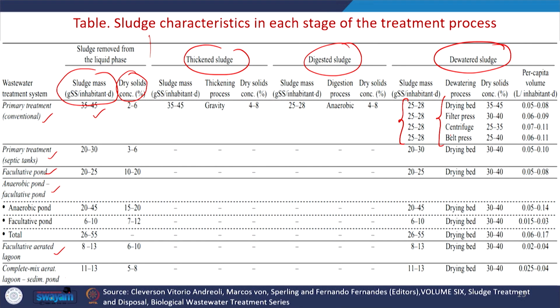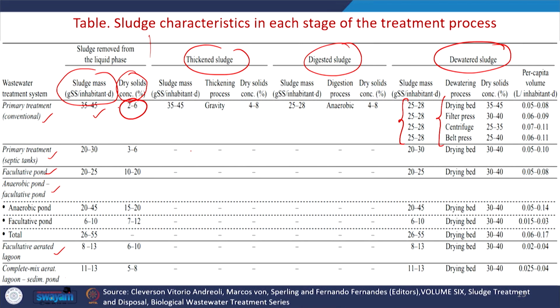So, the dewatering may be done by any of the processes given. If a drying bed, filter press, centrifuge or belt press is used, depending upon that, the dry solid concentration, this is important, has to be considered if we want to process the sludge. From 2 to 6%, or for a facultative pond 10 to 20%, and for an anaerobic pond 15 to 20%. So, maximum the dry solid is around 20% without any treatment.